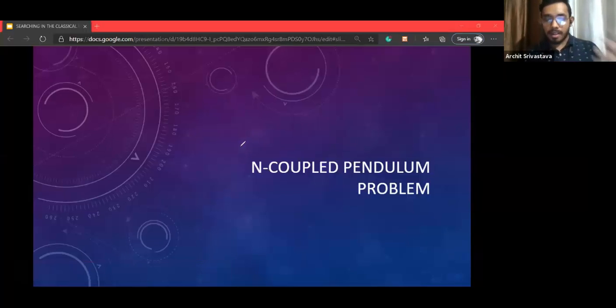Abeer has given a really intuitive and nice explanation of what Grover's search algorithm is, what it does, and extending the topic of today's presentation. So the second topic is an n-coupled pendulum problem. It is on the same lines, like there is no Grover search directly involved in this problem, but the mathematics is the same that goes into it.